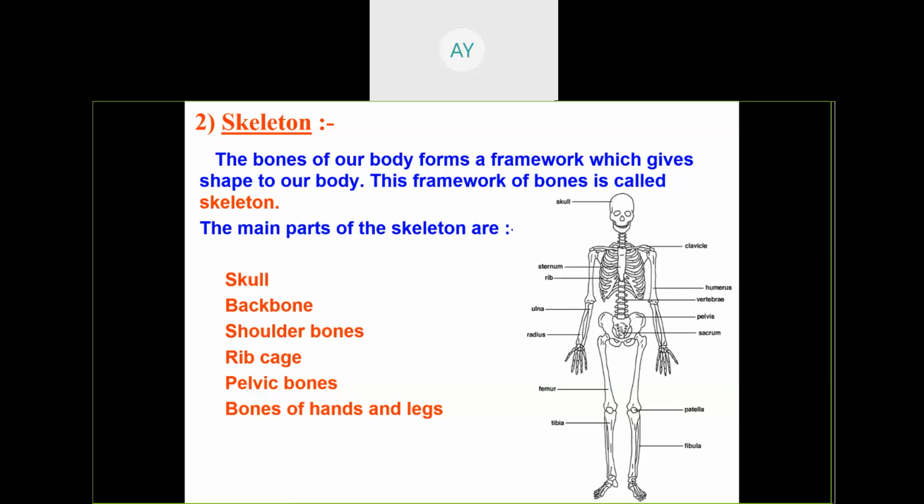Next, the bone corresponding to the humerus in the legs. What is the name of the bone? Femur. Just like the humerus is the bone in the hands, the femur is the bone in the legs. F for foot, F for femur. It is the longest bone of your body. Out of 206 bones, the femur is the longest.